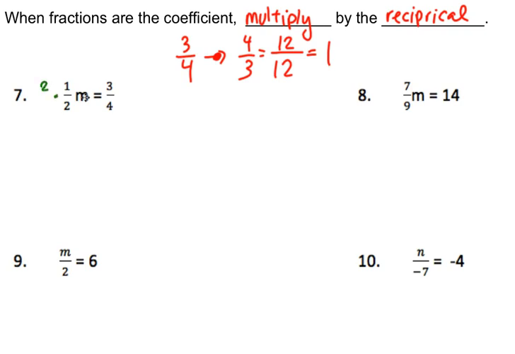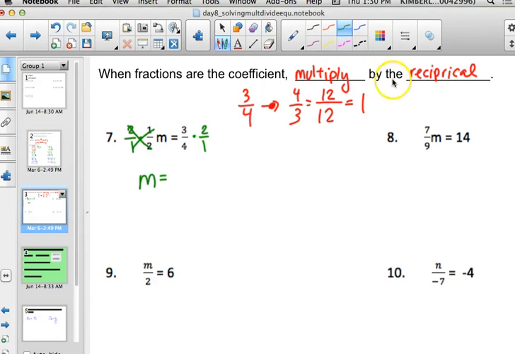So I'm going to multiply by 2 over 1. If I do it to one side, I'm going to do it to the opposite side. So I'm going to multiply by 2 over 1. So now these are going to cancel out, as I showed you before on the top, leaving you with m equals. And then if you can do that on your own, fantastic.